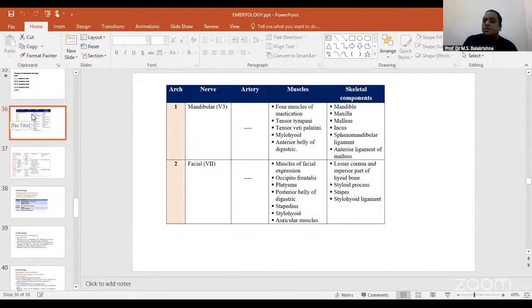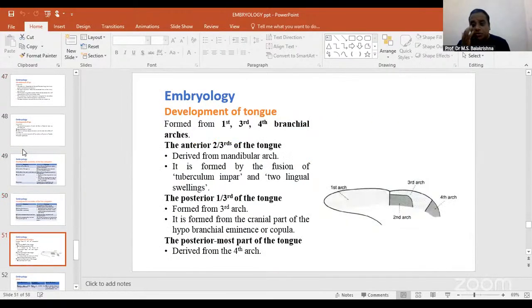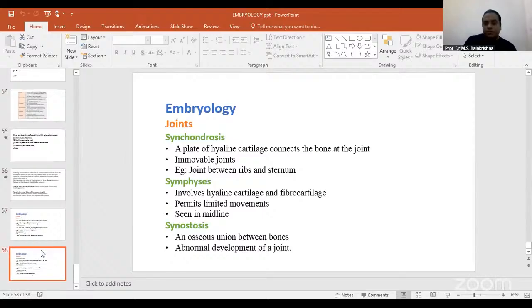So this is the first arch, second arch, third arch, fourth arch, sixth arch, the table that I told you to remember; you should know that. Okay, now coming to some of the basic questions from the joints. So what is synchondrosis, what is symphysis, and what is synostosis? The first one, synchondrosis.